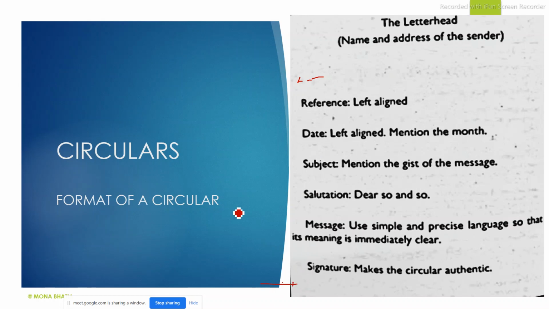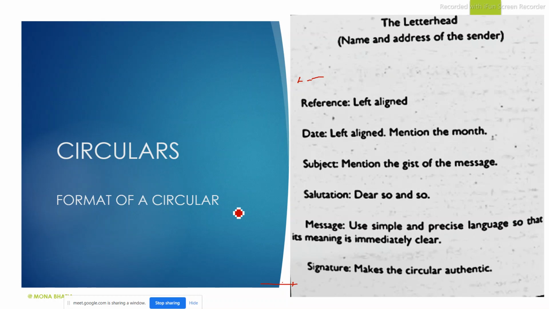ओके, नाउ नेक्स्ट पॉइंट इज द सब्जेक्ट मैटर ऑफ एन एक्सटर्नल सर्कुलर विल बी आइडेंटिकल फॉर ईच एंड एवरी recipient. He is given the impression that the message has been crafted for him alone. ठीक है.